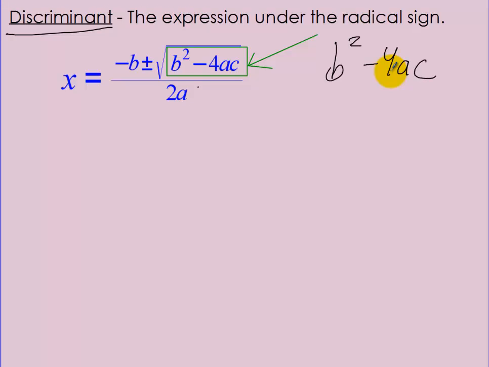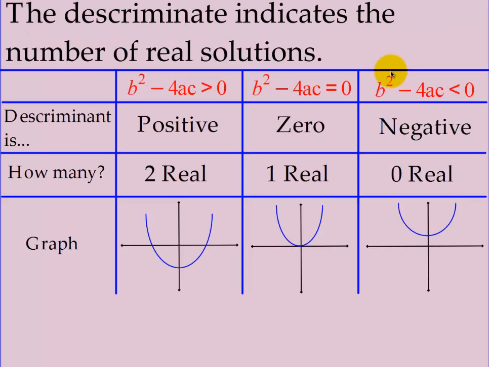And this evaluates to some number. What do you do with the discriminant? It actually tells you how many solutions you have. I said before that the quadratic formula has 2 solutions. Well, it can have up to 2 real solutions. You might only have 1 solution, or you might have 0 real solutions. And here are the cases, and it all depends on the discriminant.